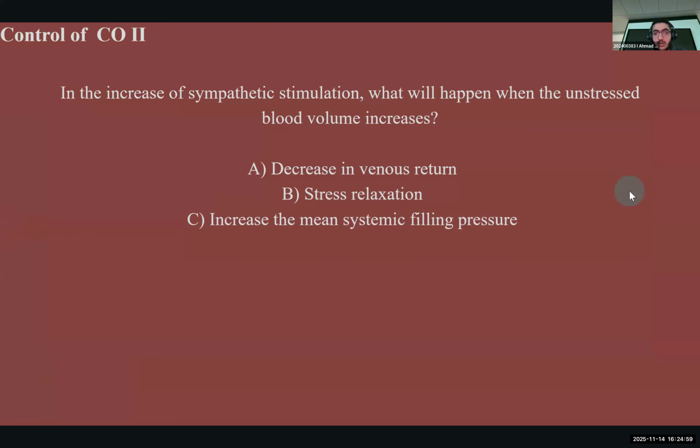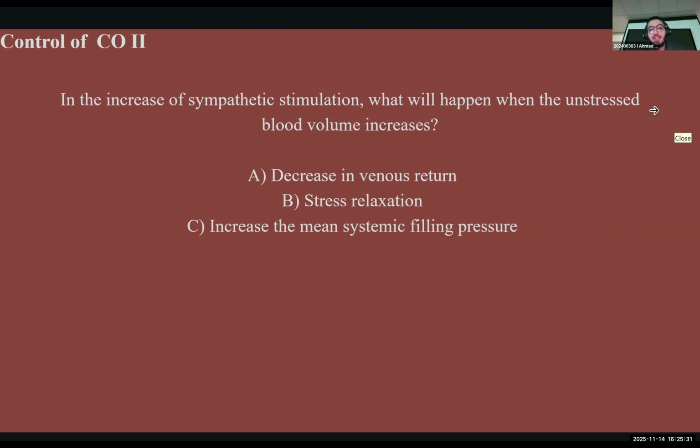Okay. So there is an increase of sympathetic stimulation. What will happen when the unstressed blood volume increases? Again, the question tries to confuse you using weird wording, but all you need to know from the question is that there is an increase of sympathetic stimulation. My bad, guys. So what will happen when there is increased sympathetic stimulation to the venous curve? Getting everything right. So it is C.